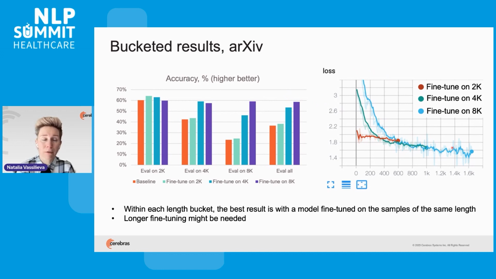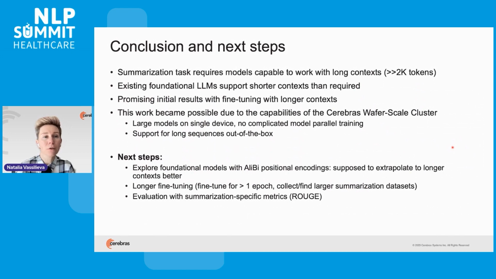So these are just very early results in terms of how those foundational models can be exploited for the task of summarization, and how you can build from them models which can be used for summarization on longer documents. So in terms of conclusion, we believe that the summarization task requires models which are capable of working with a long context, which are way beyond the standard context lengths used for foundational models. Existing foundational large language models support shorter context than required.